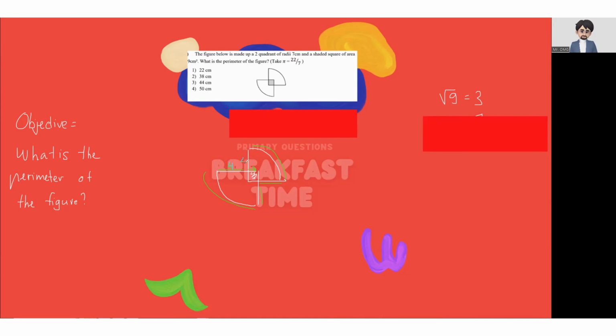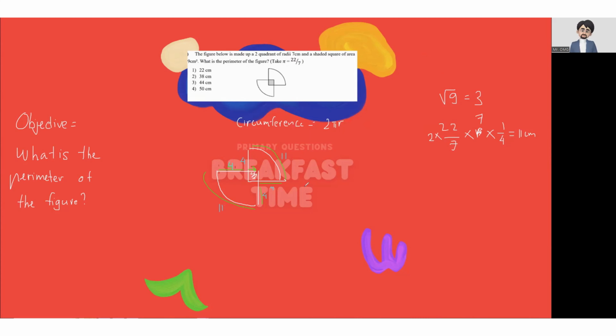So this also must be 4. This is 4. This is 4, right? The blue one. How about this, the curved one? We know the circumference is 2 pi r. So to find the curved one, we use 2 times pi times radius times 1 over 4 because it's a quadrant. So if we count that, it's 11. So basically this is 11.